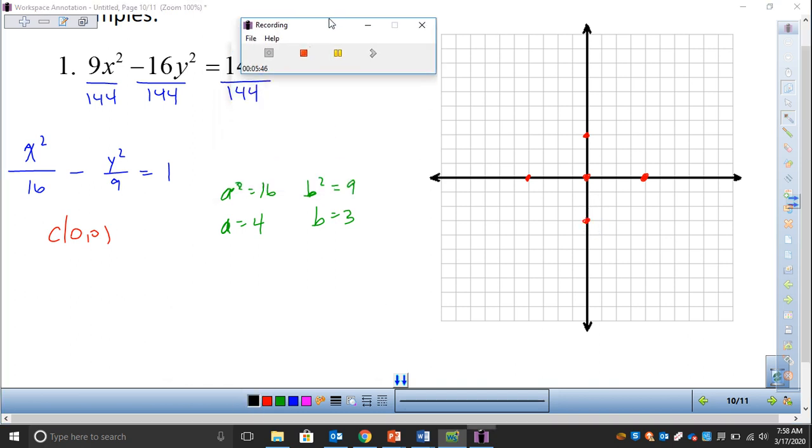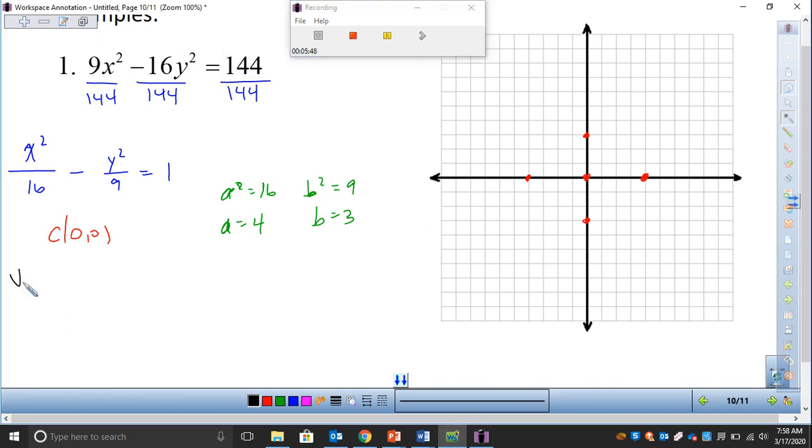So we have our vertices, our co-vertices, and our foci that we're going to look for. Our vertices, again, this is a horizontal hyperbola. Left and right, these are going to be our vertices. Since the center is at 0, 0, this is plus or minus 4, 0. Those are our vertices. Our co-vertices, we go up and down. 0, plus or minus 3. Again, very similar to the ellipses, opposites of each other.